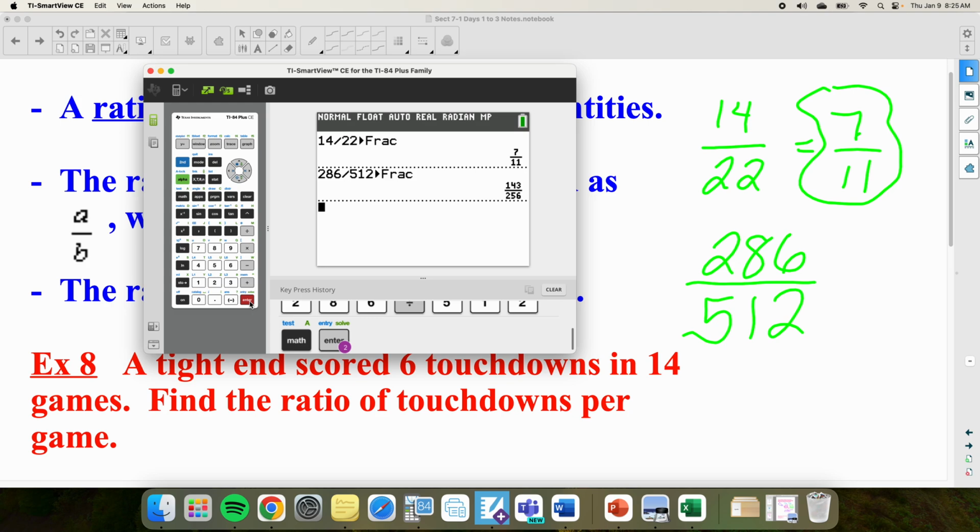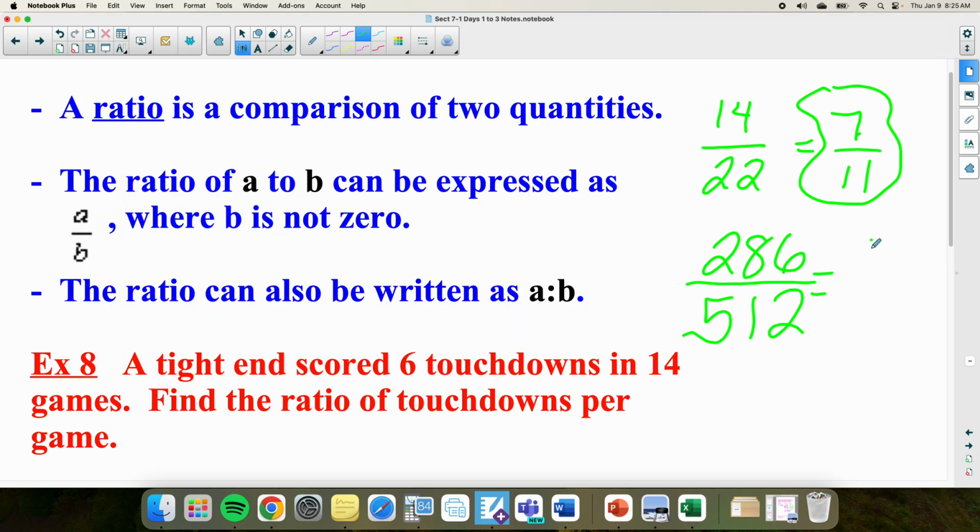So that will happen sometimes too. So this was 143 over 256, okay? So that would be your answer.